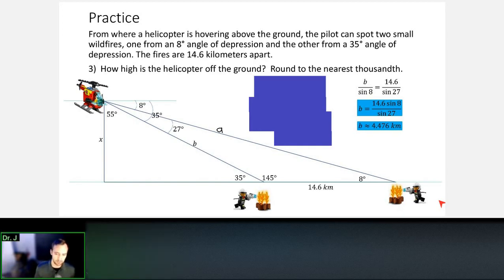By the way, what is sine of 90? Just look at the circle. Sine of 90 degrees, what does that equal? So if you simplify that, what you have written is really x over the sine of 35 is equal to b, correct?